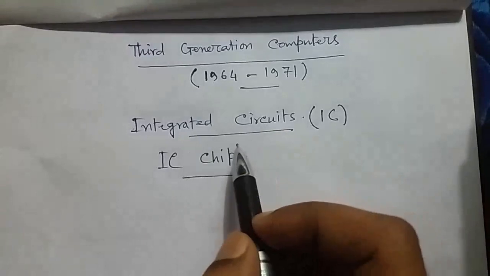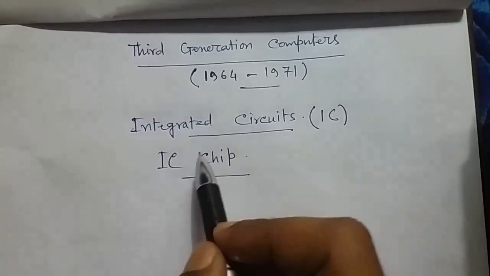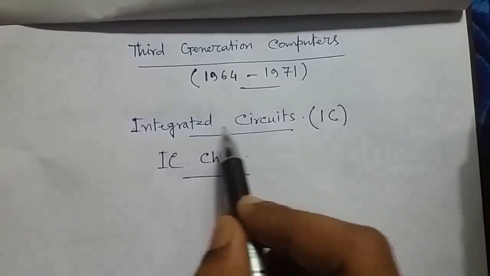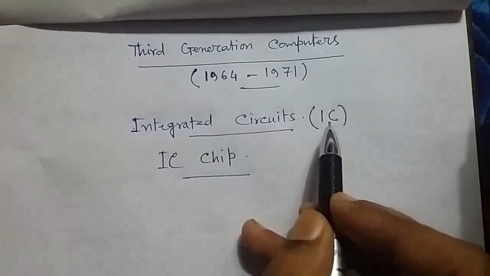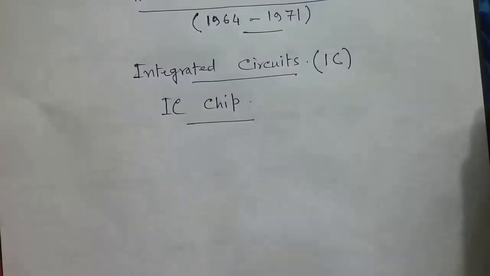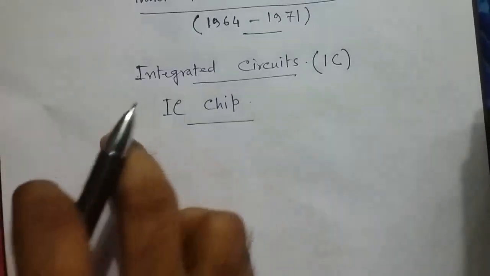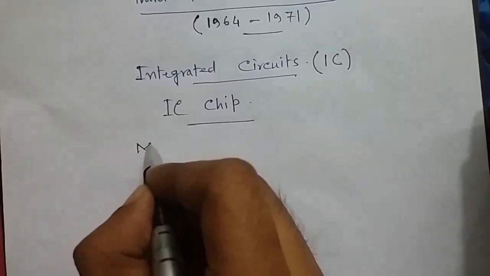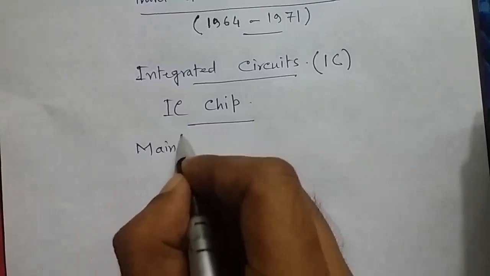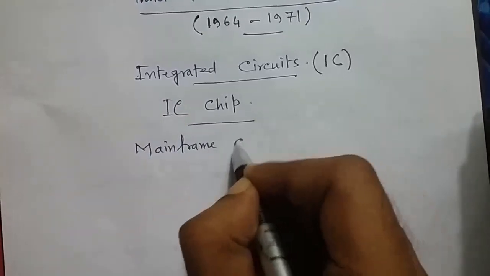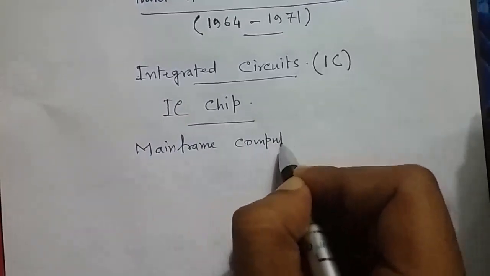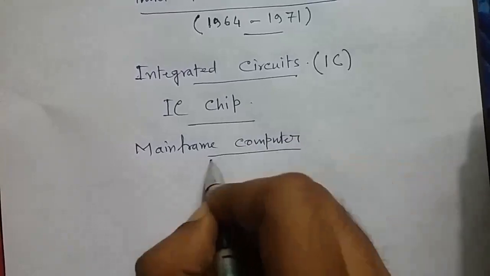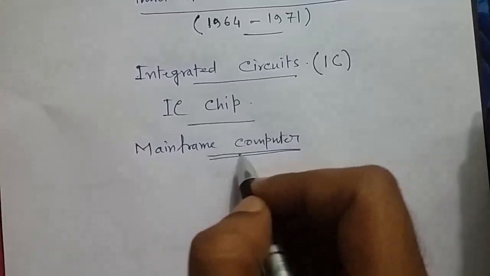So the main electronic component used in this generation's computer is the integrated circuit, or IC. And in this generation, the mainframe computer was invented. Later I will discuss what a mainframe computer is.